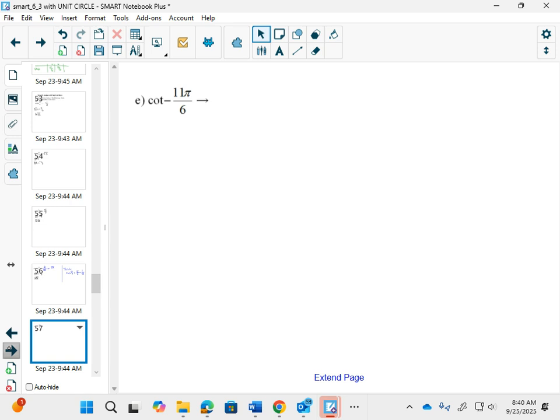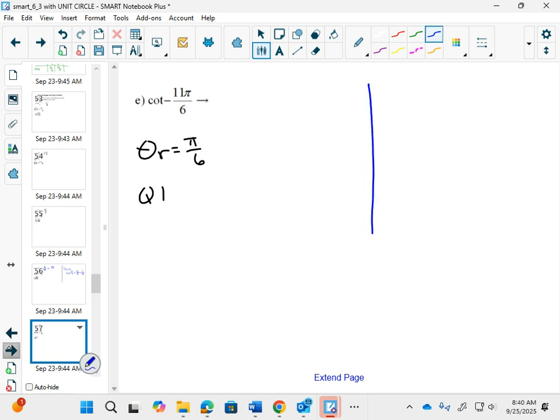Same thing for this one. Again, radians are really nice for determining the reference angle. The reference angle is pi over 6. And this one is going in the negative direction. It's in quadrant 1. Off to the side, I would think about tangent. And again, the angle does not change. Pi over 6 family for tangents, root 3 over 3.